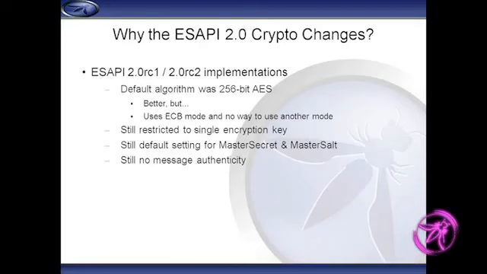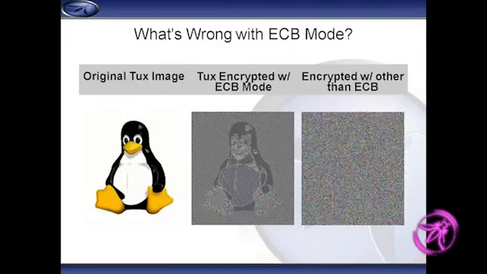Okay, now let's jump back here. What's wrong with ECB mode? Well, here's the plain text version of the Tux image, and here's an encrypted version. See any similarity? The problem with ECB mode is that patterns in the plain text show up as patterns in the ciphertext.